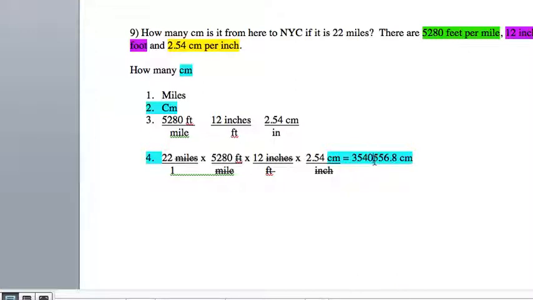So let's put our commas in there to help make it easier to read. That gives us 3,540,556.8 centimeters. And that is how many centimeters it is from here to New York City, approximately. Hope that helped.